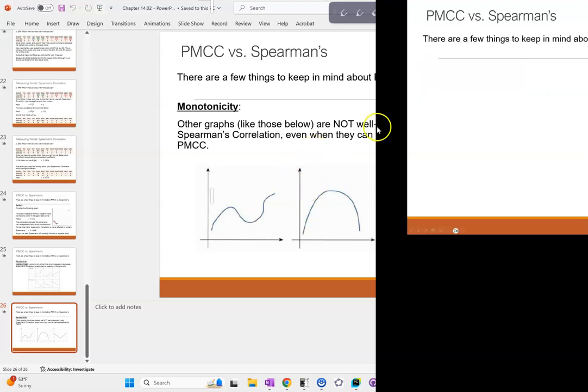All right, so a few things. Let's compare and contrast these two statistics now, the Pearson and the Spearman.